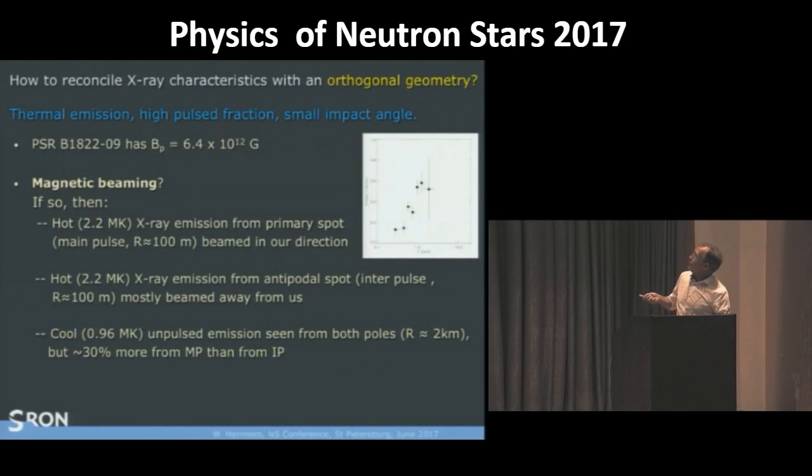So indeed, I said it already, you see two components, one from the primary spot and one from the interpulse with the same radius, and then a cool component. You see indeed from both poles 30% more from the main pulse than the interpulse.